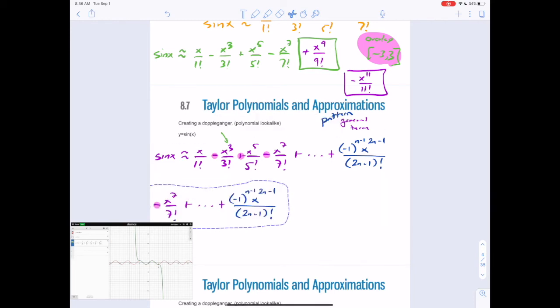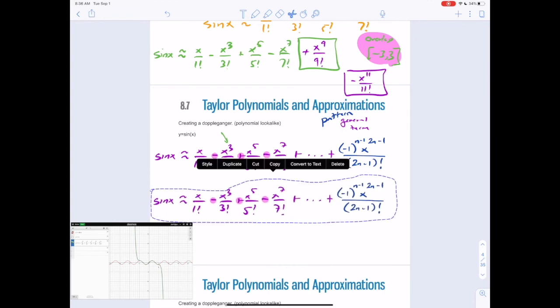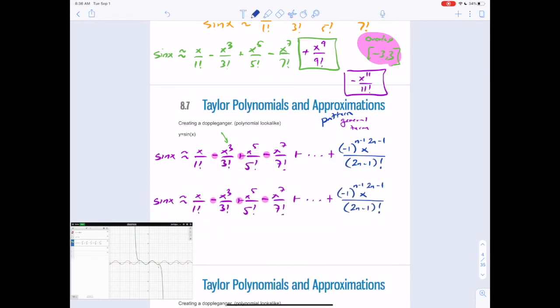What if instead I indicate that it goes on forever? Check that out right there. That tells me that it goes on forever. All right? After the general term, if it goes on forever, what happens here is that becomes exactly sine x. Okay? Make sure you guys understand that.